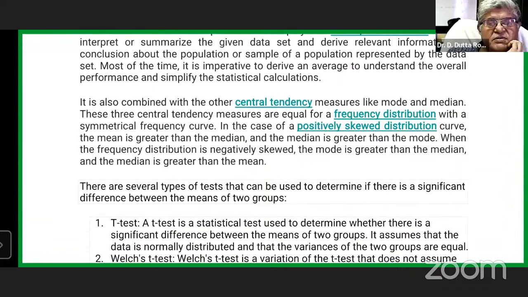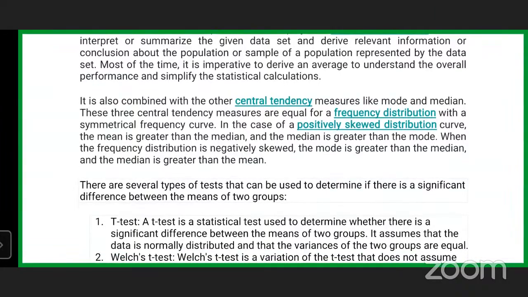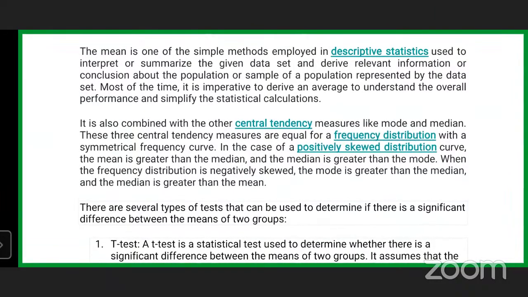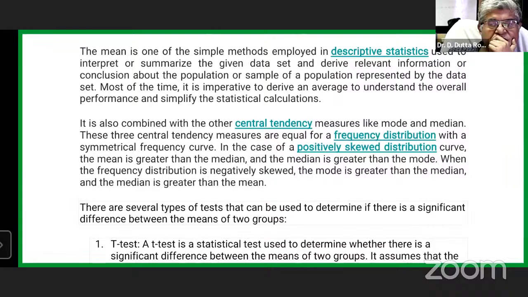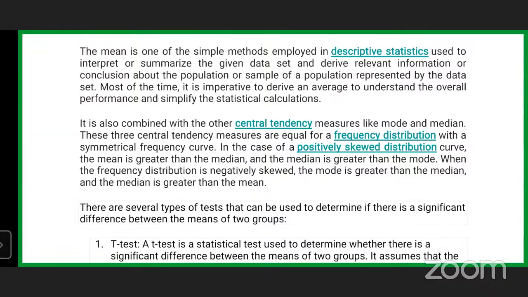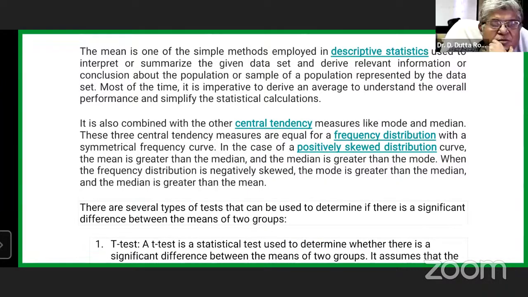So what is your question? The question is the mean difference, right? And you have written many things about the mean. So directly you go to the mean difference, okay? Okay, sir.